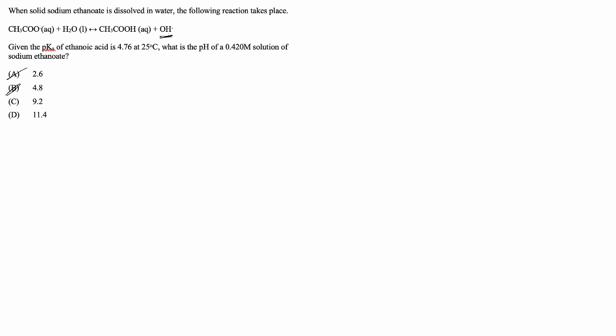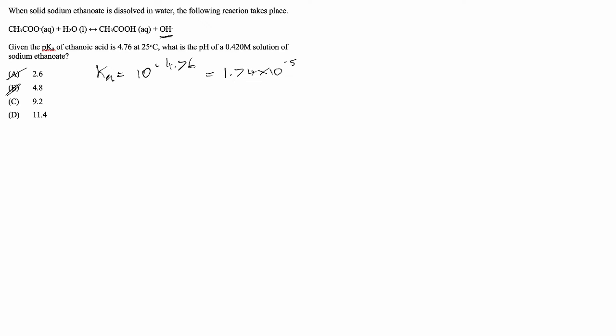First of all, if we're making a basic solution, we can't use Ka, we've got to use Kb. We need to use that equilibrium expression rather than the Ka. Starting with pKa, let's turn our pKa into Ka, which we can work with. So our Ka is going to be equal to 10 to the negative 4.76, which is going to give us 1.74 times 10 to the negative 5.